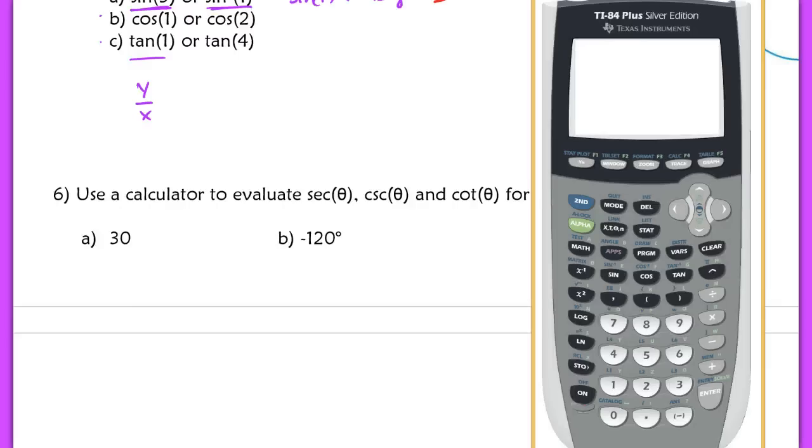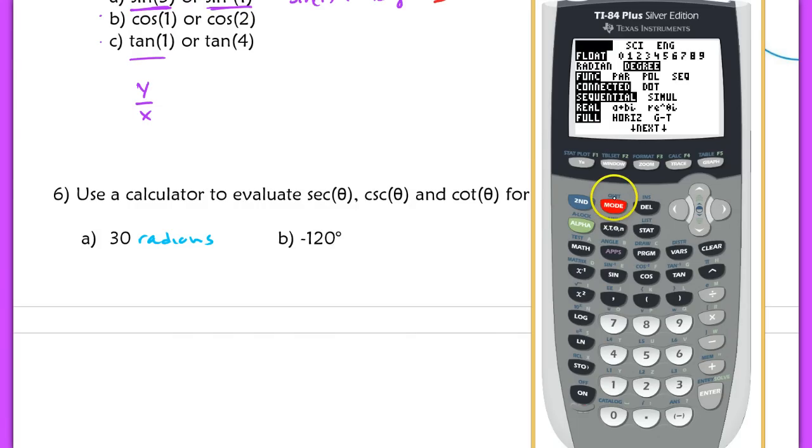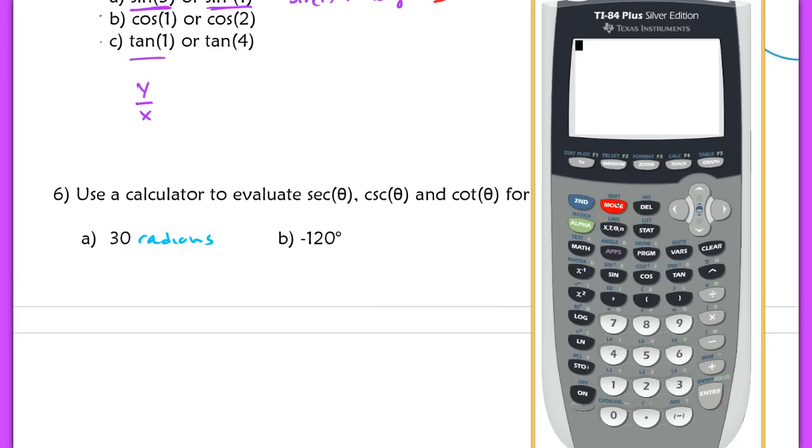Okay, so whenever you don't see a degree symbol, you're going to assume that it's in radians. So our first example here, we're going to do 30 radians, as opposed to over here we have negative 120 degrees. One of the things that you want to do is make sure that you're in the correct mode in your calculator. So I'm going to hit mode here. Right now I'm in degrees, which would not be okay if I'm trying to evaluate the secant or the cosecant or the cotangent of 30 radians. So I need to change that to radians. I'm just going to go down here, hit enter. And again, that was just in the mode. Second quit out of that.